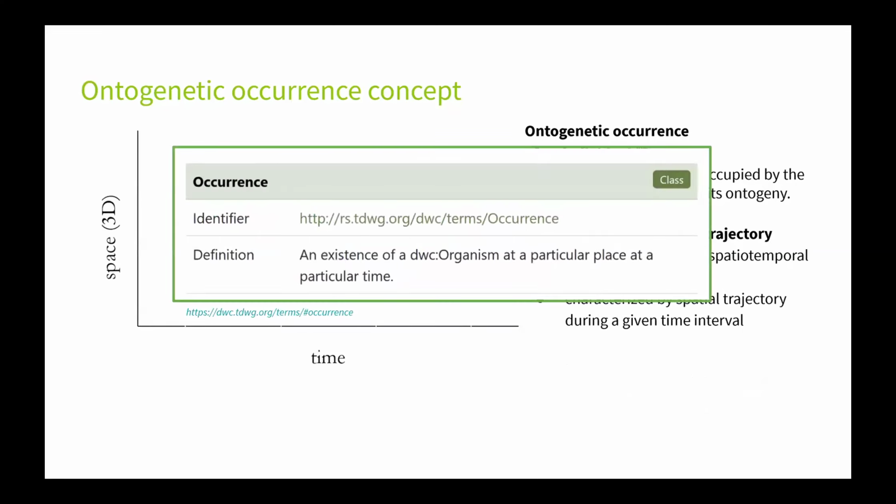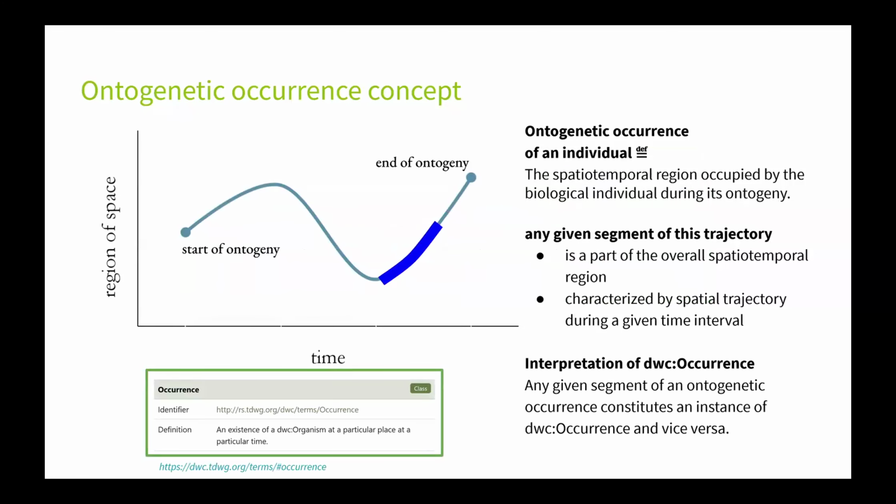Given the definition of an occurrence in Darwin Core as an existence of an organism at a particular place at a particular time, an instance of an occurrence as defined in Darwin Core could be understood as a certain segment of an ontogenetic occurrence and vice versa. That is, any segment of an ontogenetic occurrence constitutes an instance of a Darwin Core occurrence. In the following, the term occurrence is used according to this interpretation.